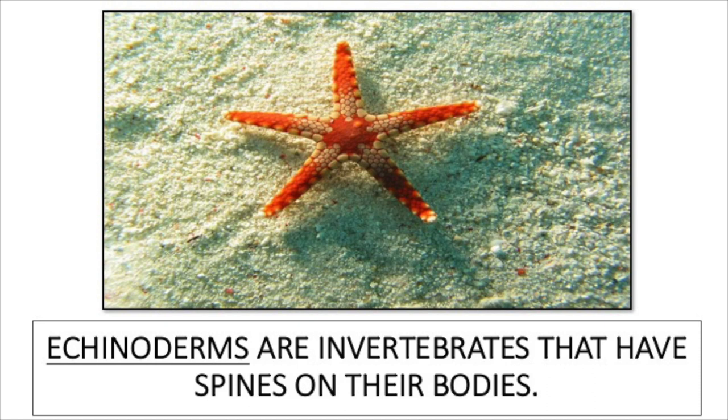Echinoderms are invertebrates that have spines on their bodies. Yes, spines on their bodies instead of backbones. Does anybody know what type of echinoderm this is? Anybody know? What does it look like? Yes, that's why it's called starfish. Yes, this animal is called a starfish because it looks like a star.